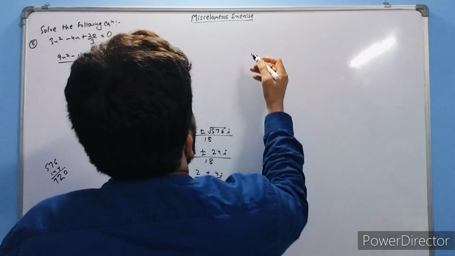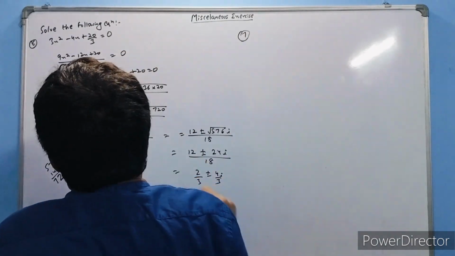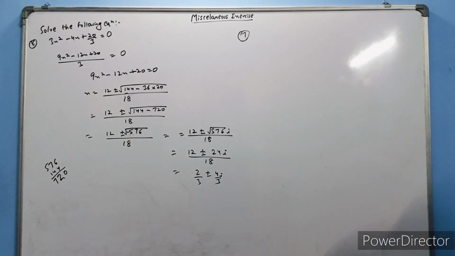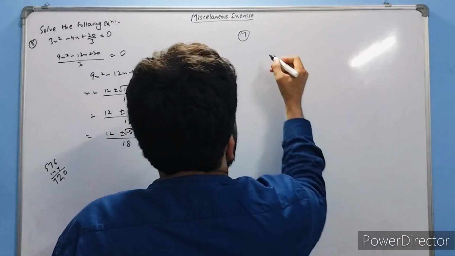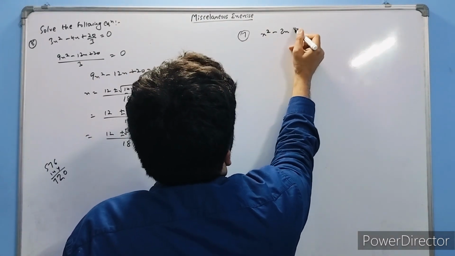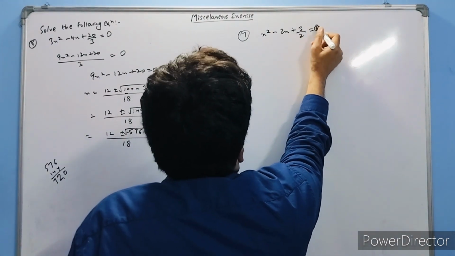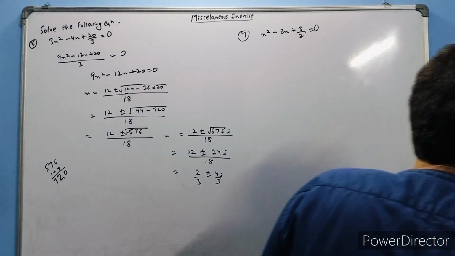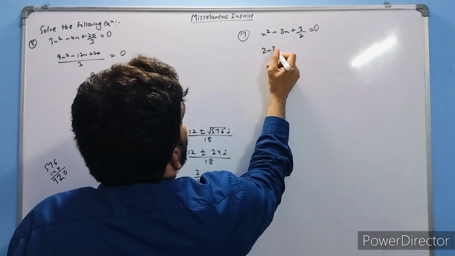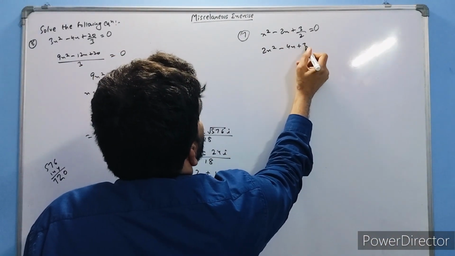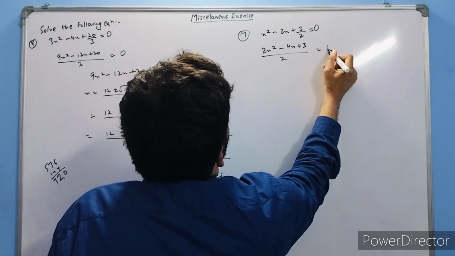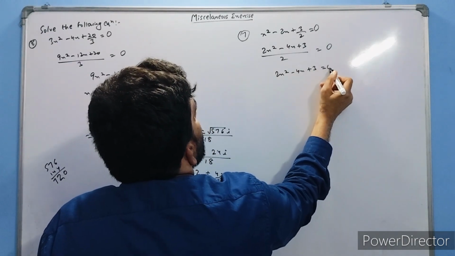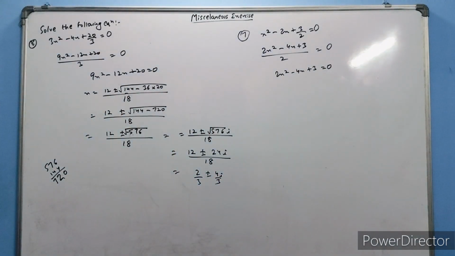Okay, now we'll try to solve the next, that is we need to solve the following equation. So how? Let us see. The equation is x squared minus 2x plus 3 upon 2 is equal to 0. So this is the equation they have given. Okay, let's try to solve it. Take LCM first. So I have 2x square minus 4x plus 3 is equal to 0. Now we'll try to apply the quadratic formula here.